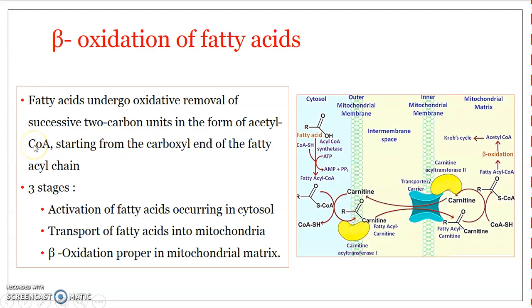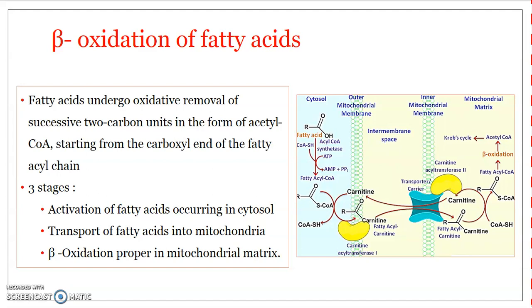Beta oxidation, if we define it, is the successive removal of two carbon units in the form of acetyl coenzyme A, starting from the carboxyl end of the fatty acyl chain. So this involves separation of two carbon units from a fatty acid chain in the form of acetyl coenzyme A, and the whole process starts from the carboxyl end of the fatty acid chain. This is the basic crux of beta oxidation of fatty acids.